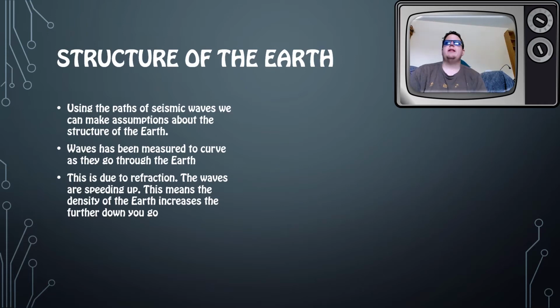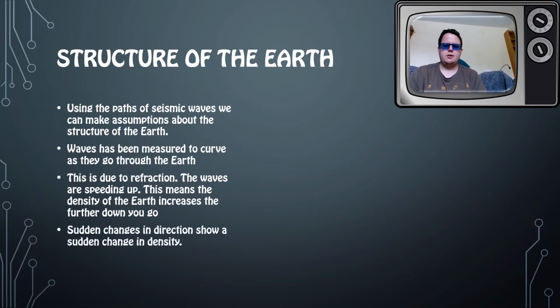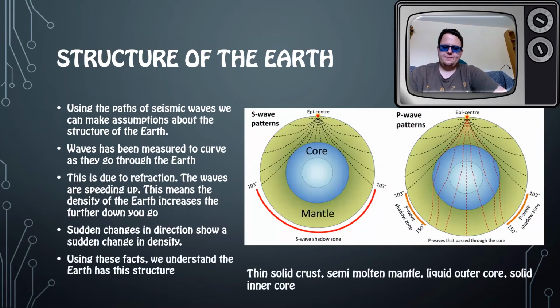Now you might think, Alan, we spoke about density, if it's high density, it's slow. Remember, these are mechanical waves, so the closer the particles are together, the faster they're going to move. And we see sudden changes in direction, and that shows a sudden change in density. Using all these facts, we come to understand the structure of the Earth.